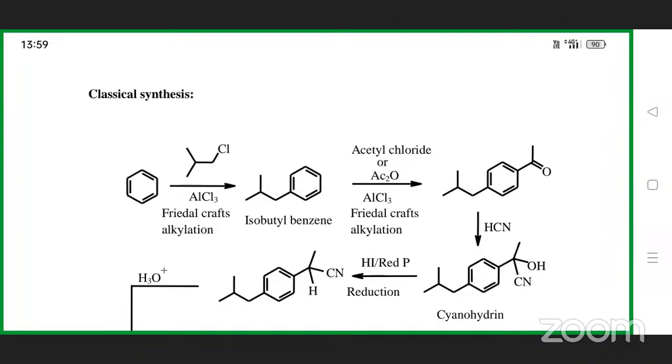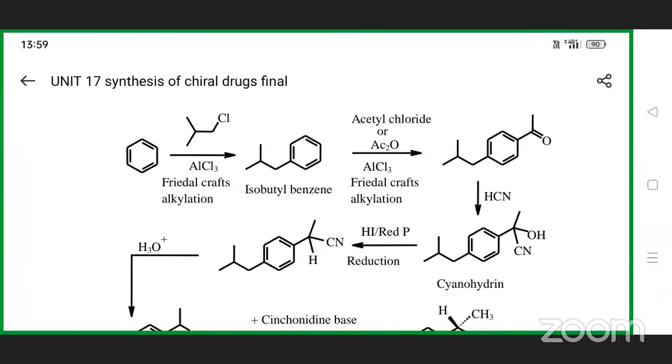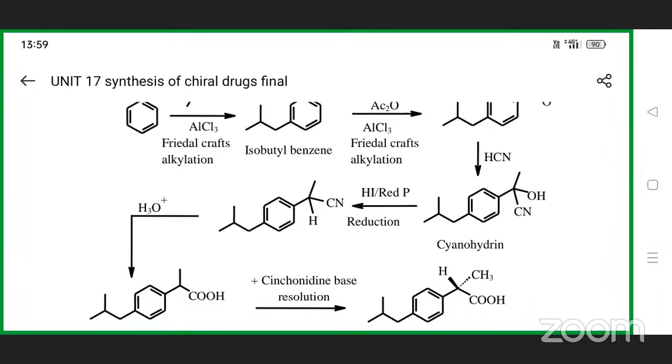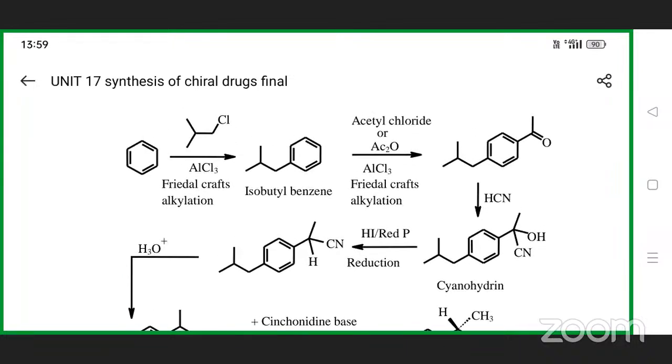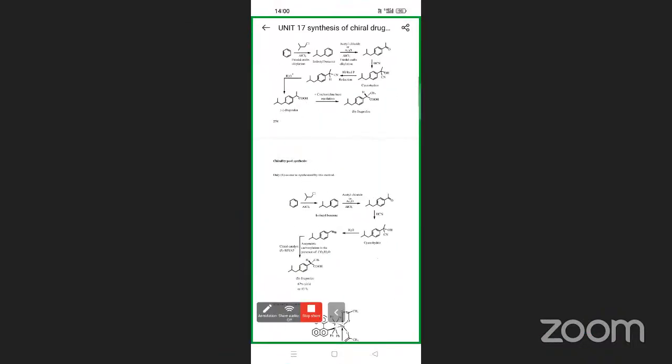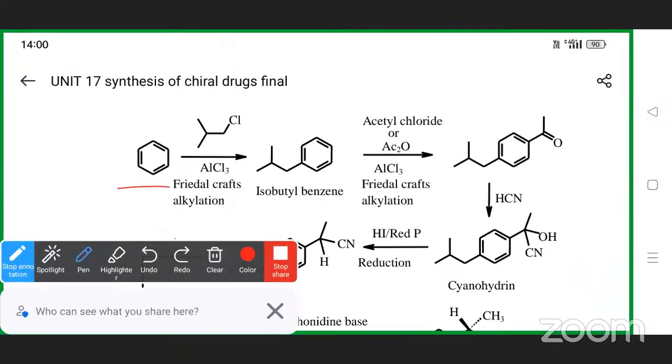classical synthesis of ibuprofen. This synthesis involves very simple methods, very simple reagents, and simple steps. So we can see they are taking benzene here. You see here the benzene upon doing the Friedel-Crafts alkylation reaction with isobutyl chloride, in the presence of aluminum chloride.